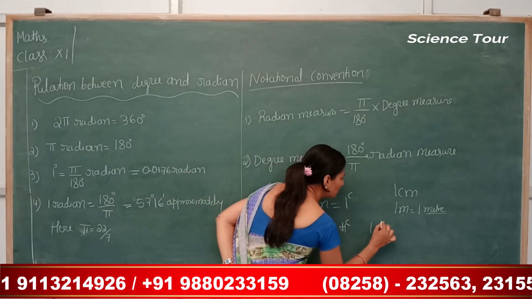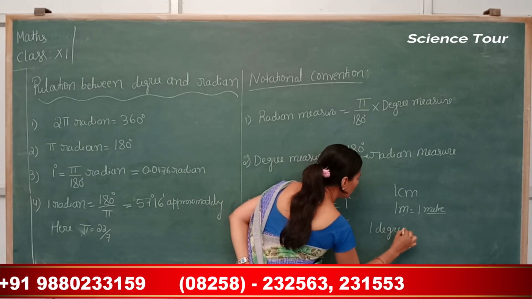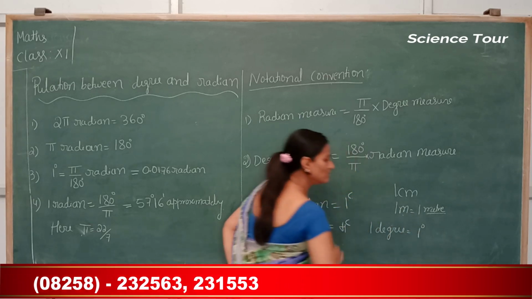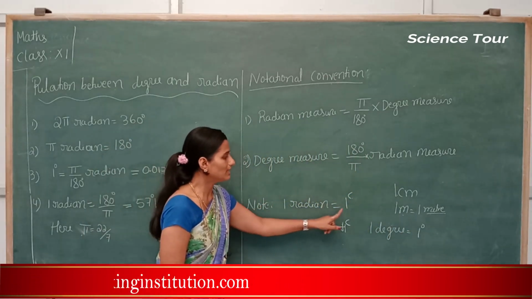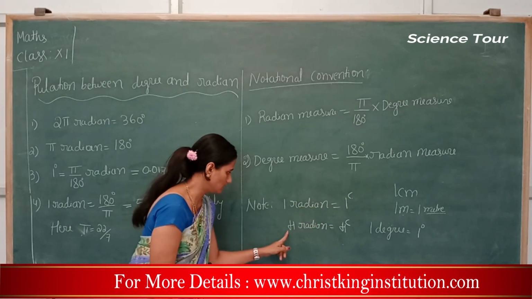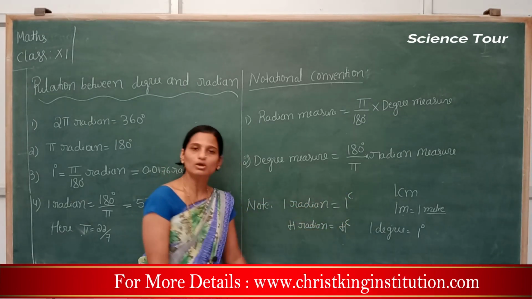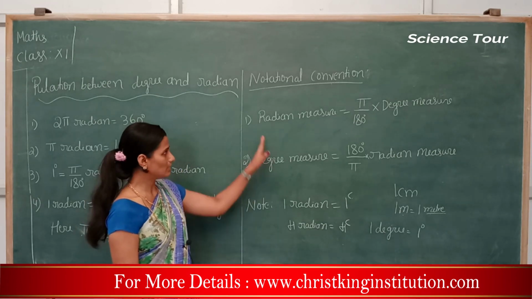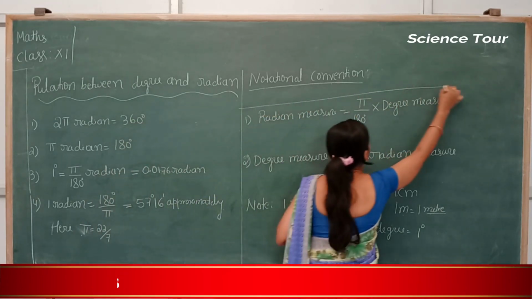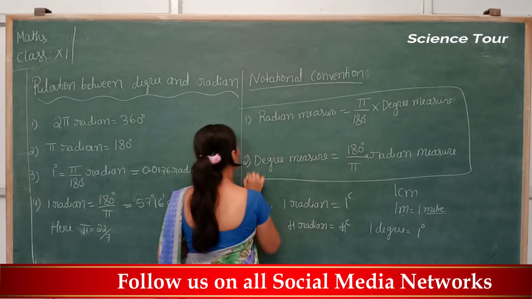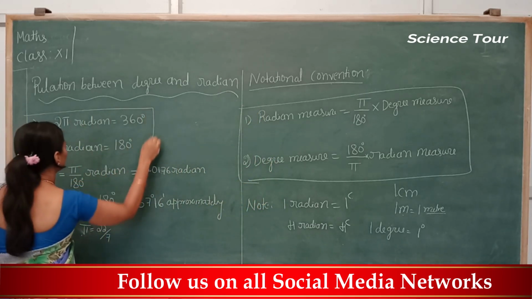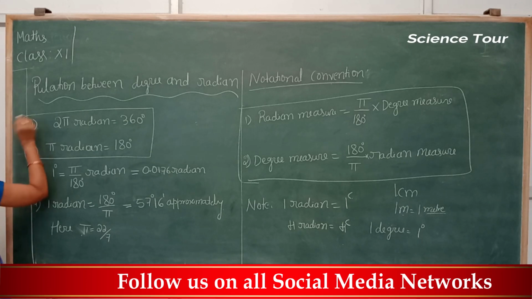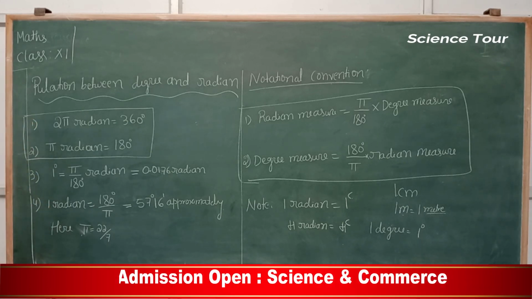Otherwise, instead of writing 1 degree, how do we write it? It is 1 power 0, right? Similarly, for radian also, 1 radian is equal to 1 power c. So 4 radian is equal to 4 power c. Here, concentrate mainly on this. Very important: you should know 2 pi radian is equal to how many degrees, and pi radian is equal to how many degrees.